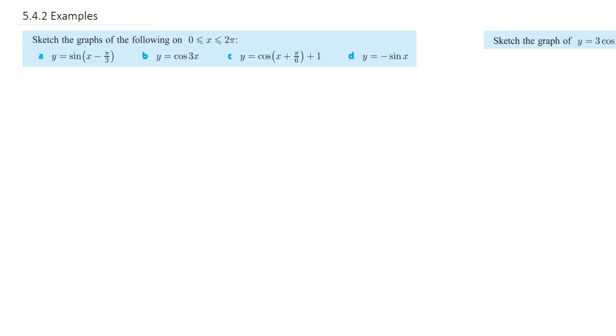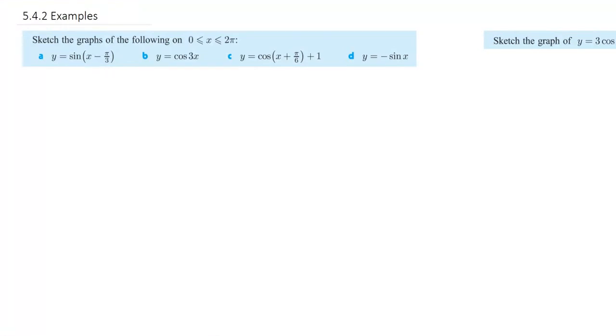Hello everybody. Okay, we're going to have a look now at what some example questions could look like when we're asked to explore a sine or cosine function. So first of all, we're going to sketch some graphs between a boundary of 0 to 2 pi in the x direction. Let's see if we can remember what these different things mean. We'll go through them all at the same time.